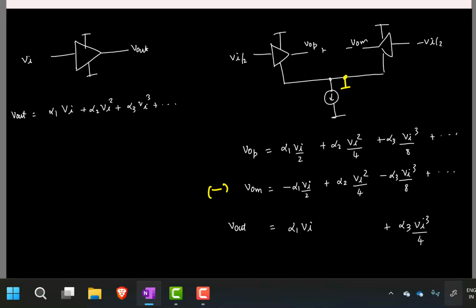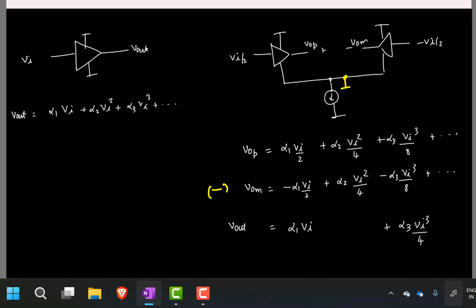So here, if you take the difference, you see that the even order terms cancel. So is it good or bad? It's good, right? So now you see that with fully differential circuits, there is no effect of even order distortion. All the even order nonlinear terms get cancelled, and even the effect of odd nonlinearity is smaller here. So this is yet another advantage of fully differential circuits.